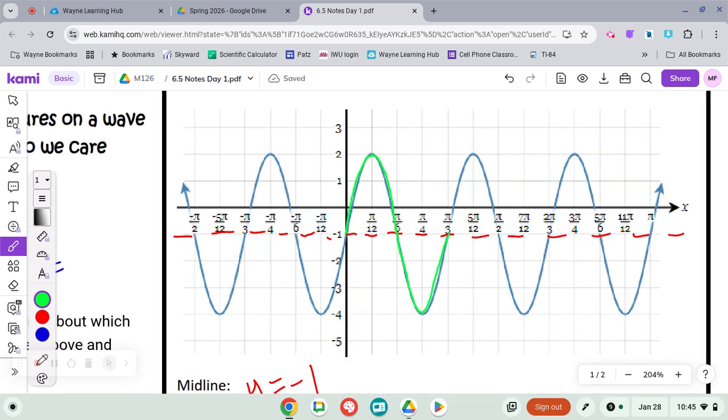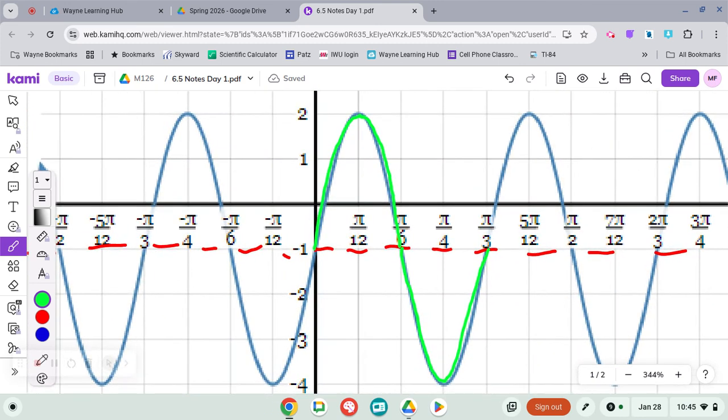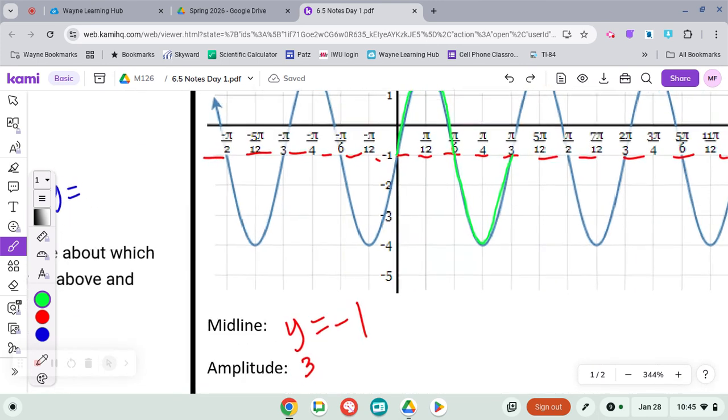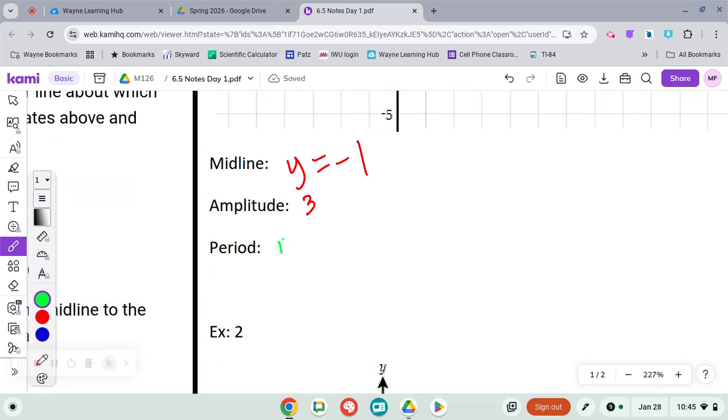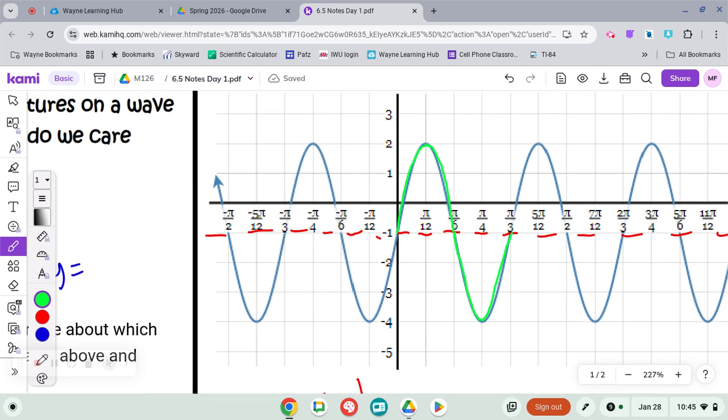So if we look here, what does it take for one complete pattern? From 0 to pi over 3. Okay. Now that means what is my period here? Pi over 3. Okay. Now the other way to do this, if you prefer, is you can do what we call peak to peak.